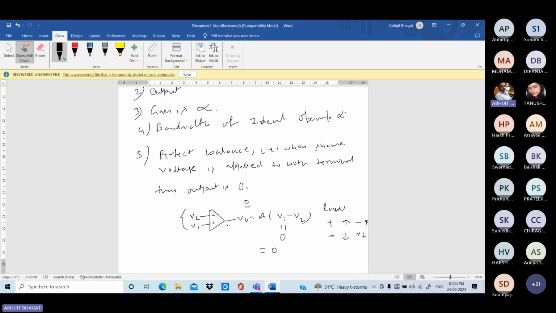So if this kind of thing happens, then we try to balance the op-amp, we try to minimize the offset, and we try to achieve a 0 value or close to 0 value. We try to achieve a voltage very close to 0 for the same input voltage. But we are not getting 0, we are getting very close to 0. So this is the perfect balance. Clear?